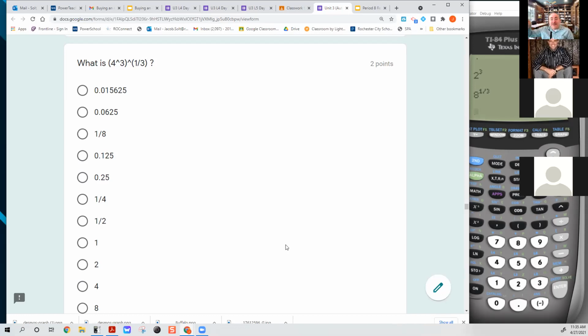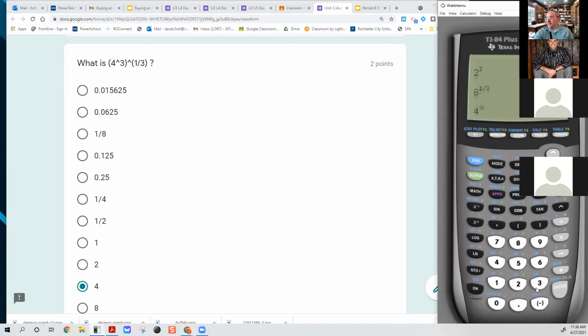If you raise something to the 3rd power and then you raise it again to the 1/3, it goes back to where it started. Raising it to the 1/3 is undoing the raising it to the 3rd, because what you end up doing is raising it to the 3 over 3 power. So it's 4. It just goes back, right? 4 to the third, 4 to the third.